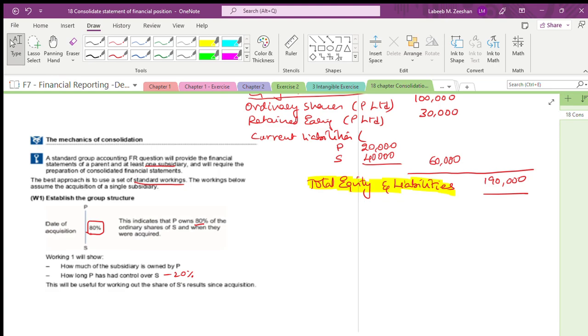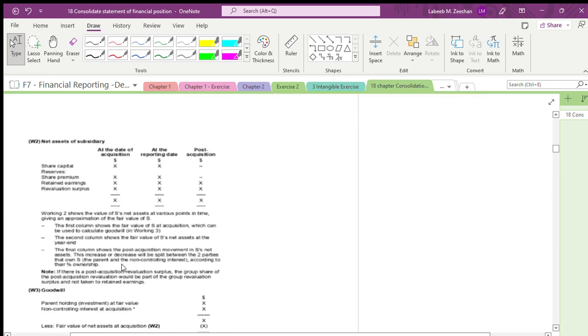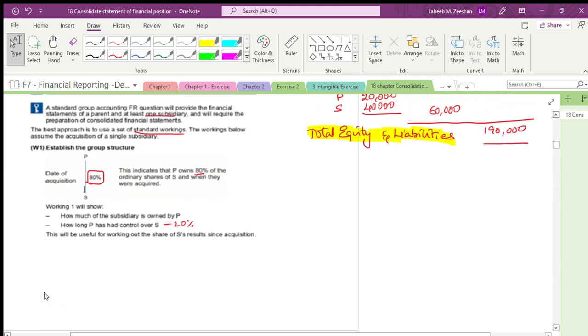Because on this basis only all the calculations have to be worked out. All the calculations relevant to that. Now what are the things we are considering? The first working is we have to establish the group structure. We should know the percentage of group structure, 80/20, 70/30, whatever. That is the first working.